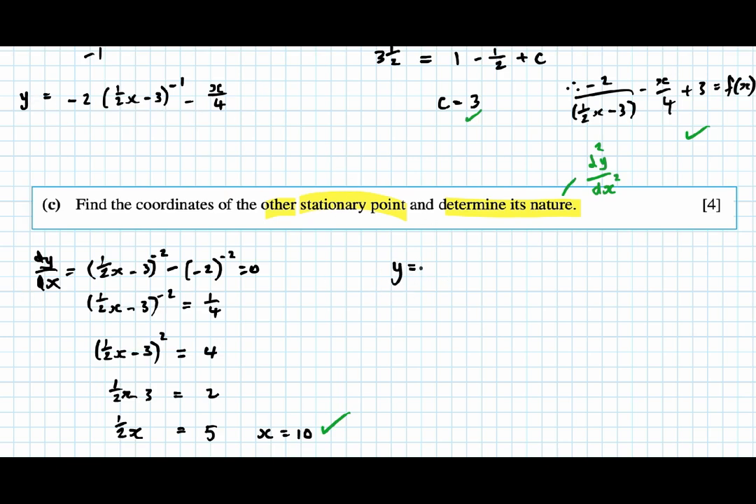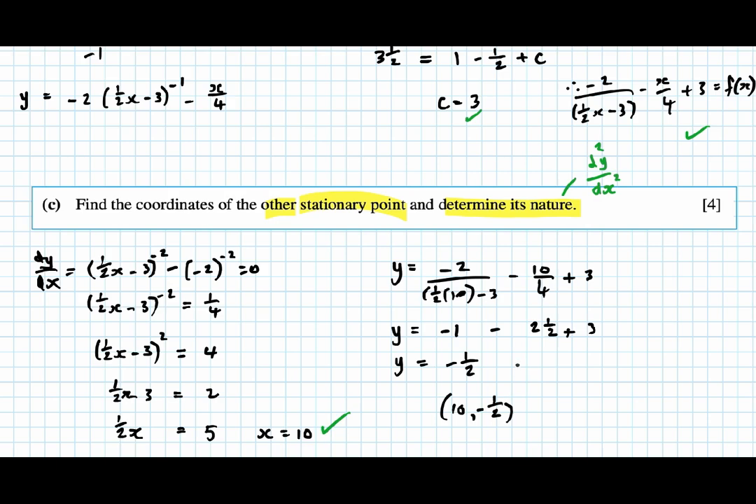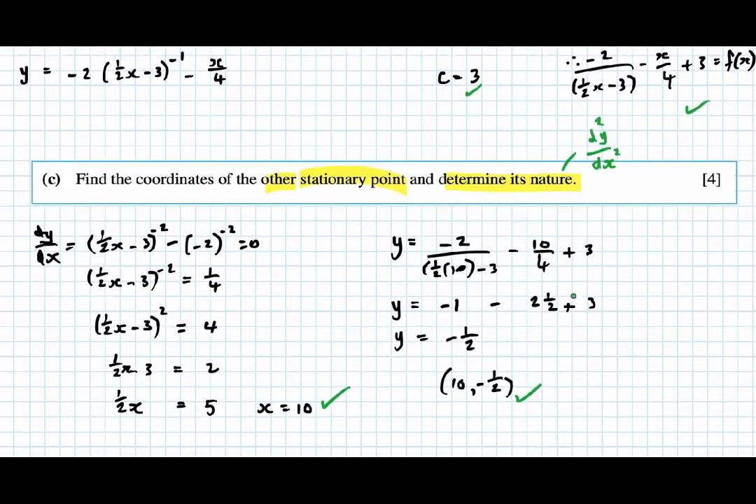So from there, plug that back into the original. So y equals, so you've already integrated it. So minus 2 over half times 10 minus 3. And then separately, your second term is minus 10 over 4. And then lastly was c, plus 3 that we got earlier. So y is equal to minus 1 minus 2.5 plus 3. And plug that together, you get y is equal to minus a half. So your two coordinates there for your other stationary point are 10 for x and minus a half for y. And then lastly, just with the second derivative, plug in 10 just to check its nature.